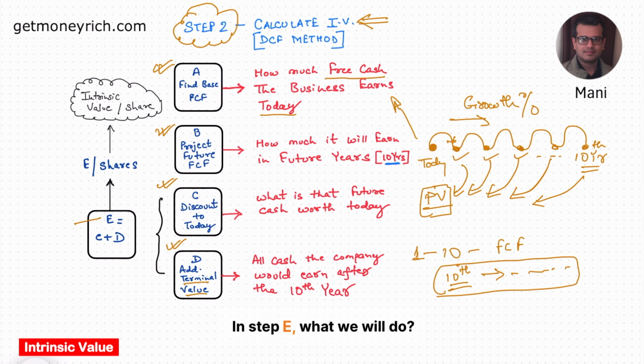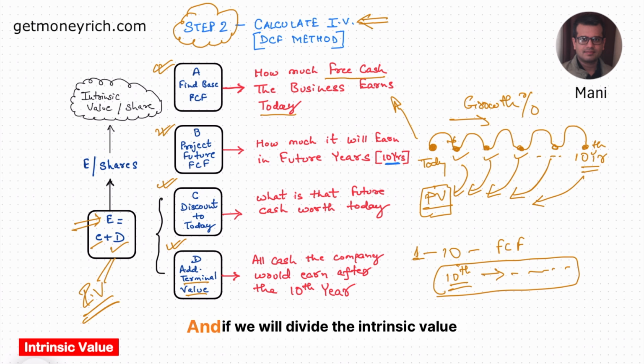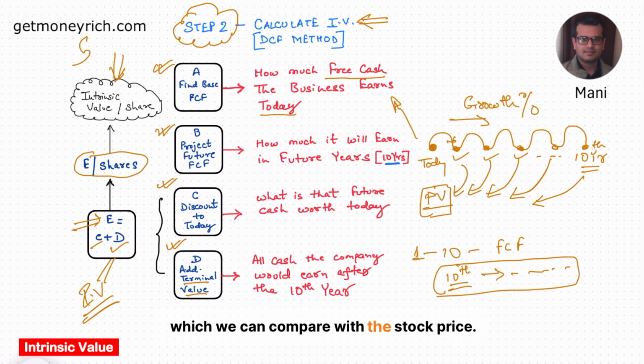In step E, the values that we have got in step C and step D, we will sum them, and what we will get is the intrinsic value of the business. This will be the intrinsic value. And if we divide the intrinsic value by the number of shares, we will get the intrinsic value per share, which we can compare with the stock price.